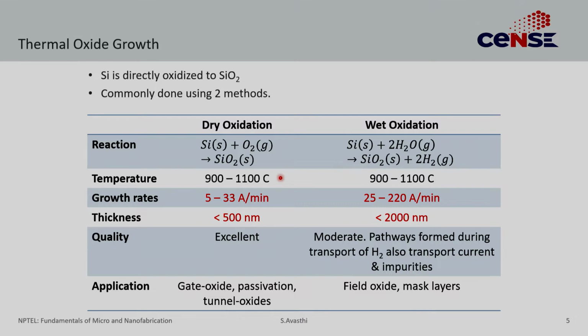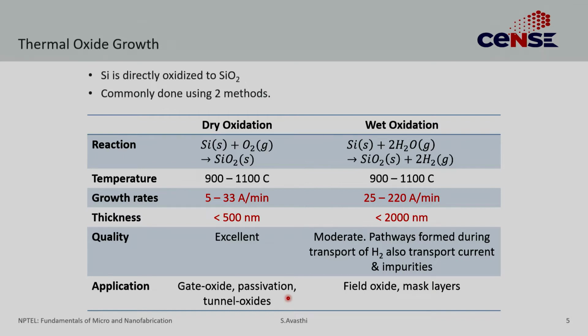So, for most cases you need an oxide that is around 10 nanometers or 100 nanometers thick, which basically means at growth rates of around 0.5 to 3.3 nanometers per minute, you have a growth window of a few minutes to a few hours. Usually you don't grow above 500 nanometer thick films with this method because it's so slow. The quality, however, is excellent. This is the best silicon dioxide we can grow. So, for the best quality oxides, we use thermal oxide or dry oxidation. This is where the gate oxide, for passivation, for tunneling oxide, we use these.